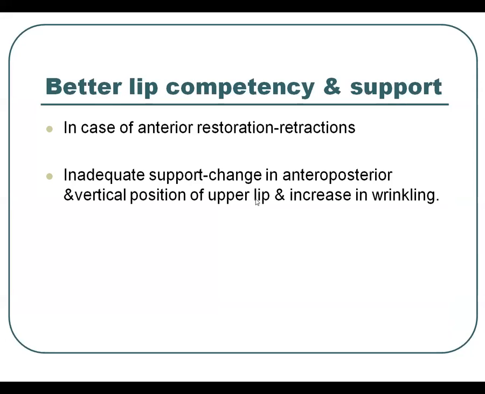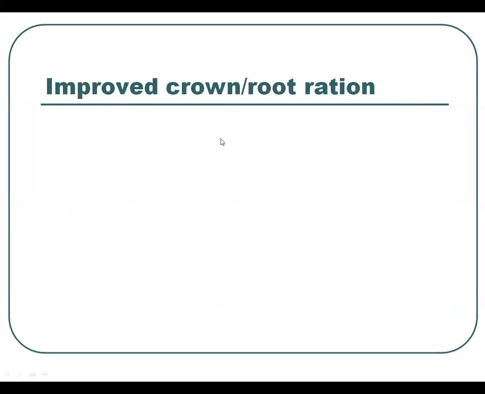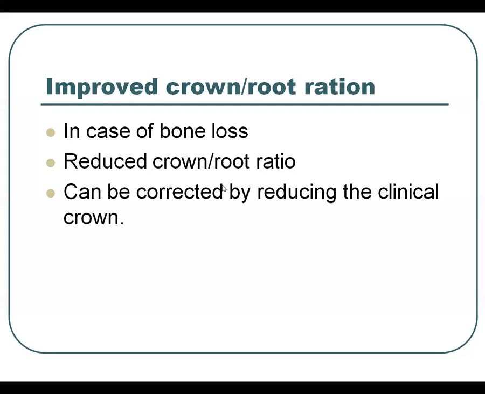Next, we have to see better lip competence and support. In case of anterior restorations, if there is any incompetency due to prosthesis, that has to be corrected by retracting the anteriors. Inadequate support leads to change in anterior posterior position or vertical position of the upper lip, and increase in wrinkling. Improved crown root ratio. In case of bone loss, we sometimes have to intrude the tooth, and sometimes extrude the tooth, to maintain the crown root ratio.